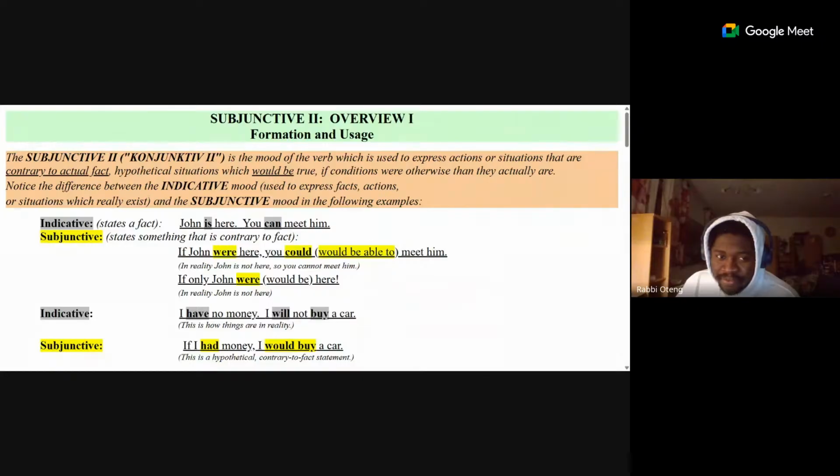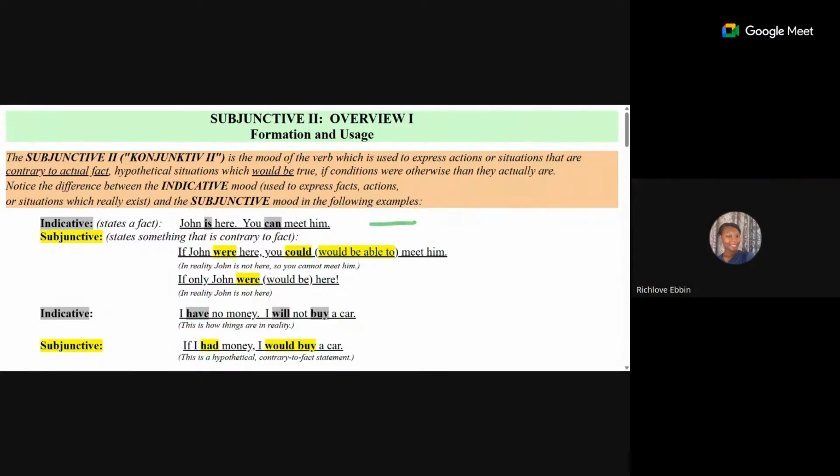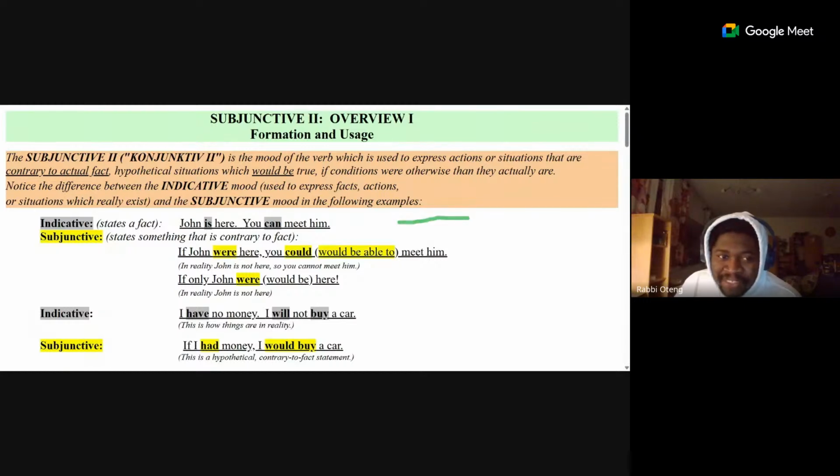Clear? So the past tense for the indicative will be what? John was here. I was able to meet him. Right? I'm stating facts in the past. But in the subjunctive sentence, if John had been here, I would have been able to meet him, or I could have met him. Clear?